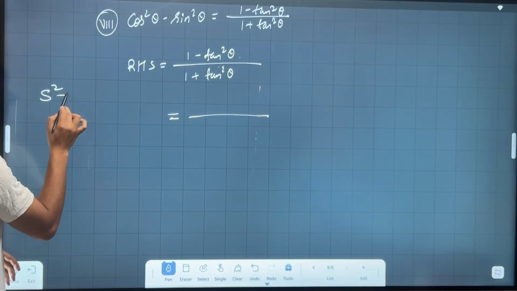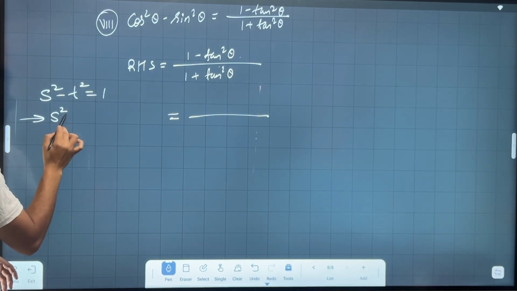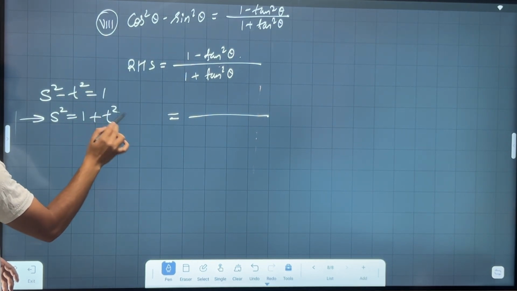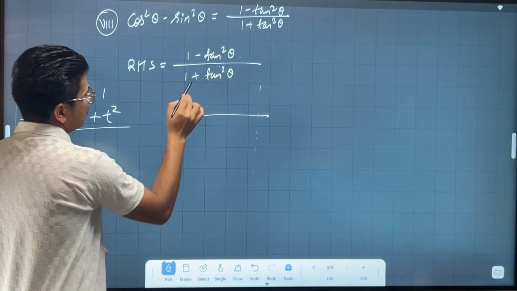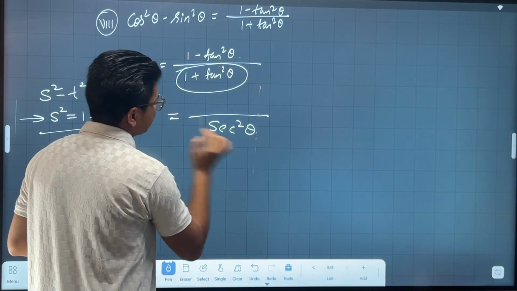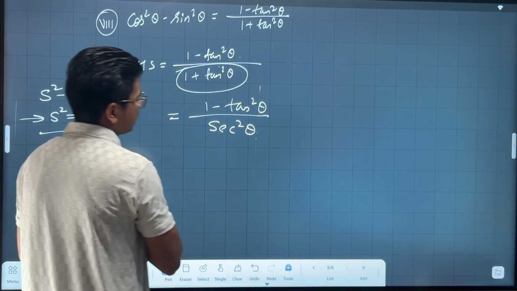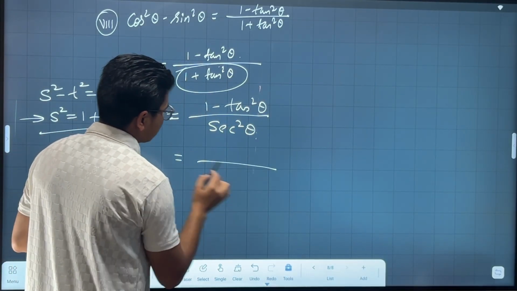Sec square theta minus tan square theta equal to 1. Then sec square theta equal to 1 plus tan square theta. In place of 1 plus tan square theta, what can I write? I can write sec square theta. Then we have 1 minus tan square theta in the numerator as it is. Clear? So let's separate this denominator.